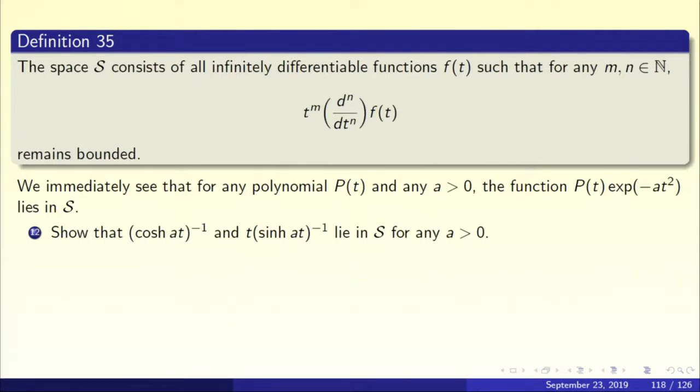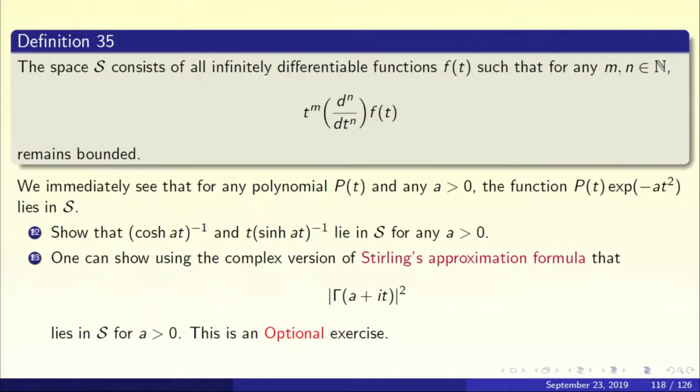Easy exercises. Take the hyperbolic cosine: cosh(at) inverse is in the Schwarz space. t times sinh(at) inverse lies in the Schwarz space for any a positive. So, I have given you two more members which are in the Schwarz space.